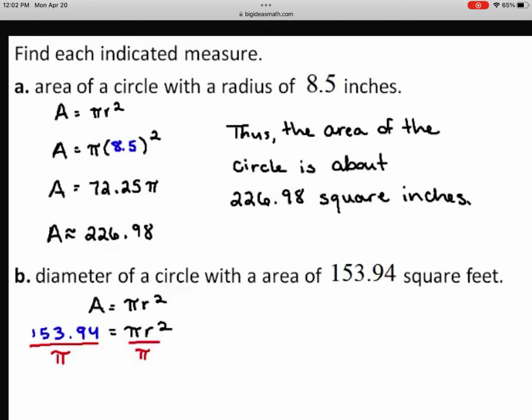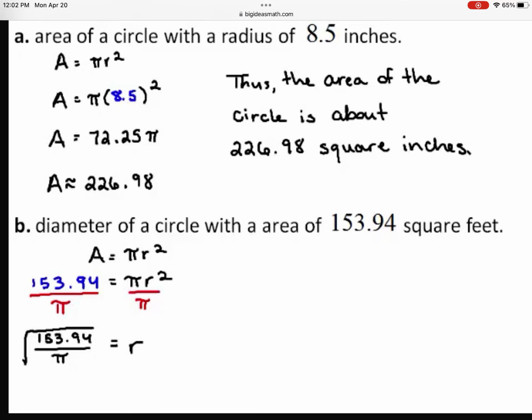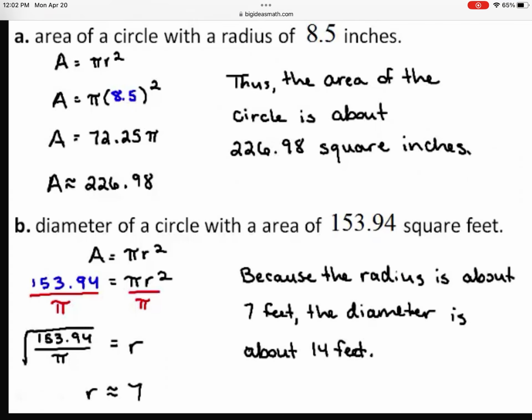Then divide each side by pi and take the square root of each side, which gives the square root of 153 94/100 divided by pi equals r. Then using a calculator to solve gives that r is about 7. Because the radius is about 7 feet, the diameter is about 14 feet.